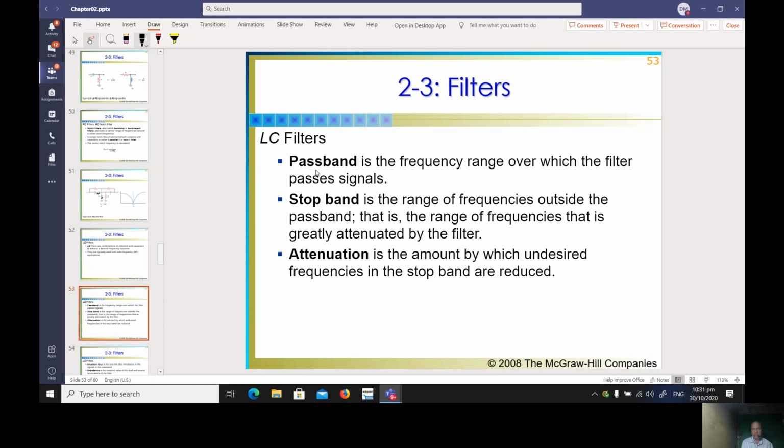Okay. There are filters for passband, the range over which the frequency, you just allow a certain band. Ito yung stop band, of course. There is a frequency outside the pass band. Then there is the amount of loss, and attenuation.